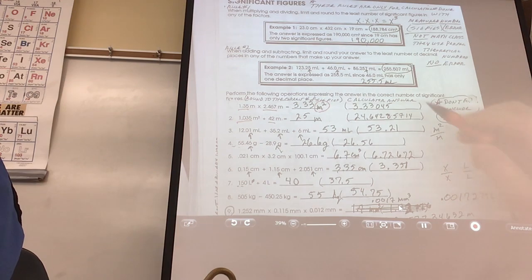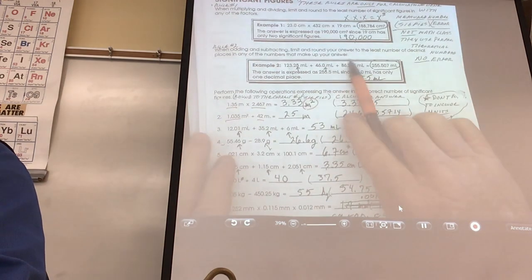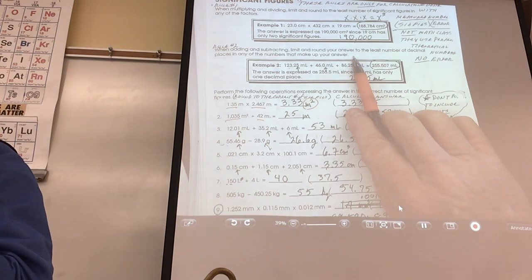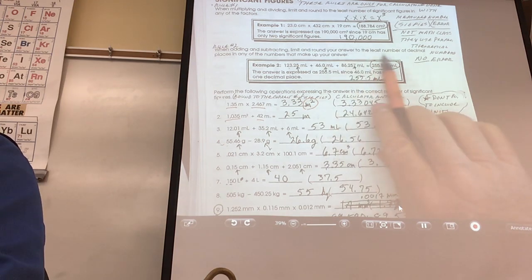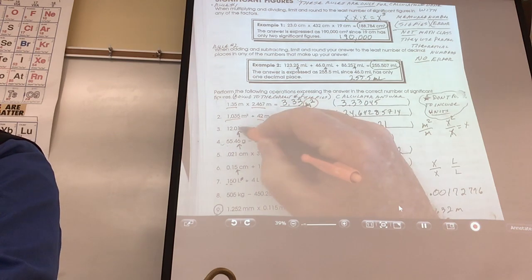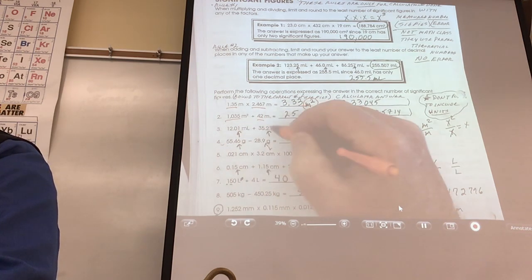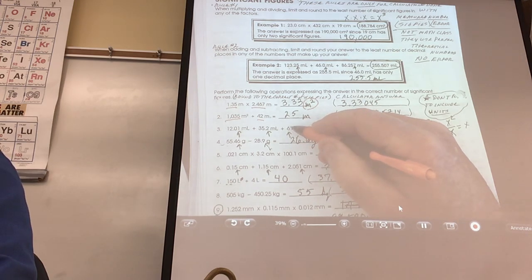Okay, next, we changed the rules. Somebody, again, smarter than me, some statistician, figured out that if you're adding and subtracting, you can't use the same rule. What's it say here? You have to round to what? Okay, so how many decimal places? This goes to hundreds place, tens place, ones place. What's the least number? The ones place.